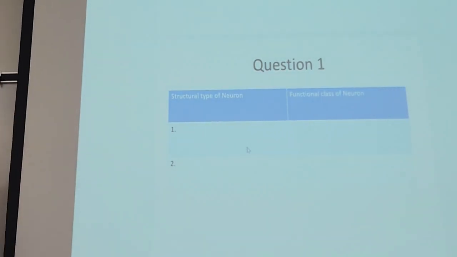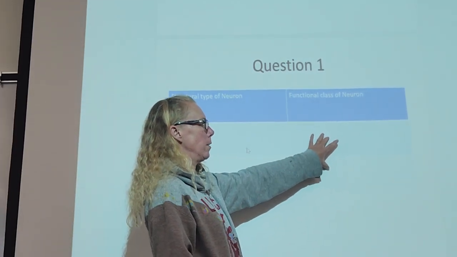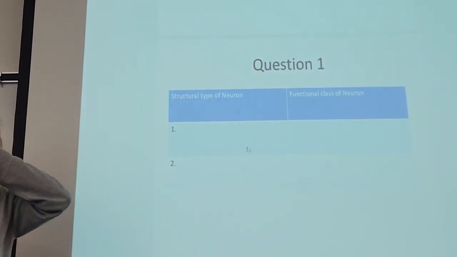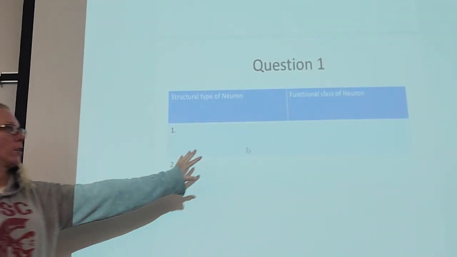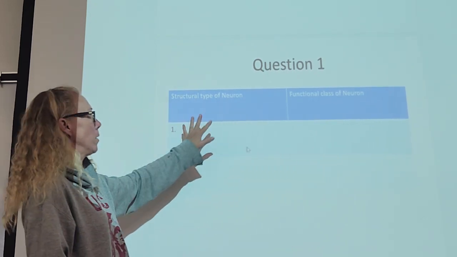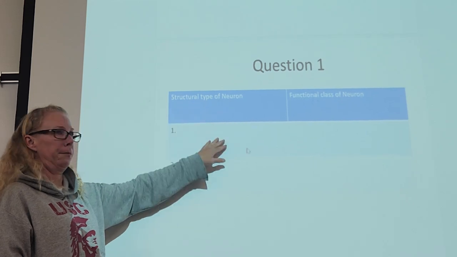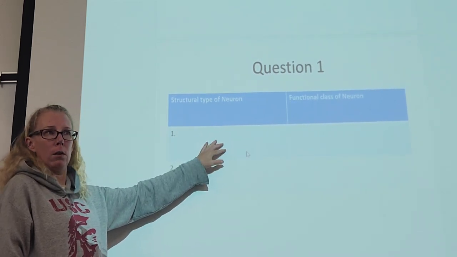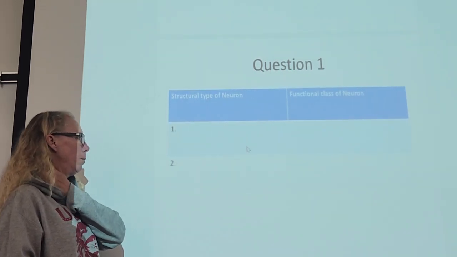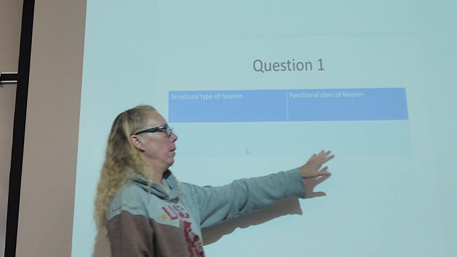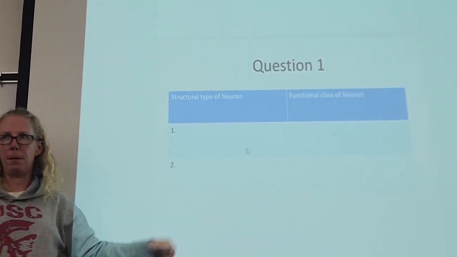Okay, so we have two functional classes of neurons. What are the two functional classes of neurons that we've learned? Sensory and motor, right? So if we're talking sensory, then what's the structural type of neuron? Unipolar, right? Or bipolar. Bipolar, again, is found in special senses. We're really focusing on unipolar, but you can say unipolar and bipolar. Okay, so then if the functional class of neuron is motor, then what's the structural type? Multipolar.